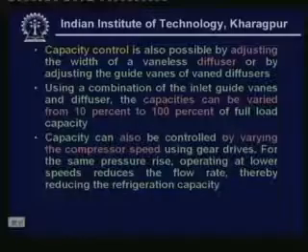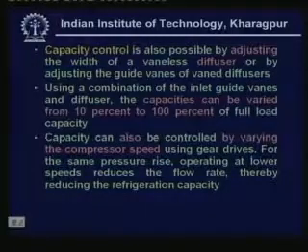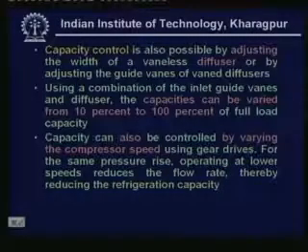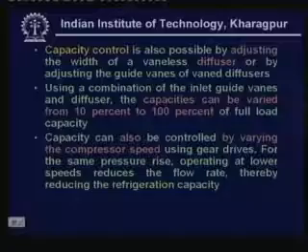Capacity can also be controlled by varying the compressor speed using gear drives. For the same pressure rise, operating at lower speeds reduces the flow rate, thereby reducing the refrigeration capacity. Of course, keeping everything constant, if you reduce the speed, then obviously all the velocities will get reduced, so the flow rate automatically gets reduced. So this is another good method of controlling the capacity. That means you are varying the speed. Of course, when you are varying the speed, it may also affect the pressure rise, so it is not that you can vary it over any range. Within a certain range you can vary it.